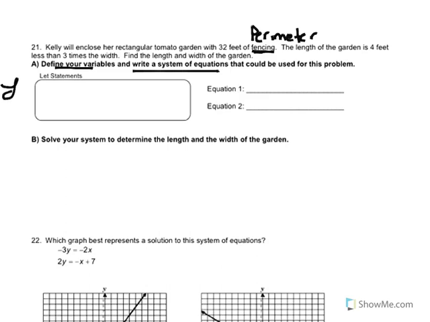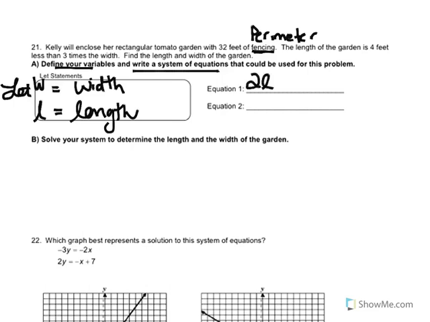So to define the variables, we're going to use let statements. So let's let x equal the width and y equal the length. Now, just for grins, how about we make w equal the width and L equal the length instead of x and y. So we always start our perimeter questions the same way. 2L plus 2W equals the perimeter, and in this case the perimeter is 32. That's how much fencing you need.